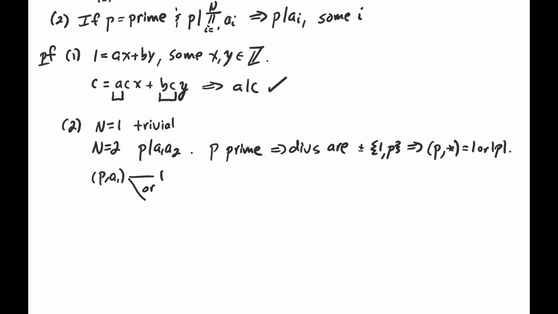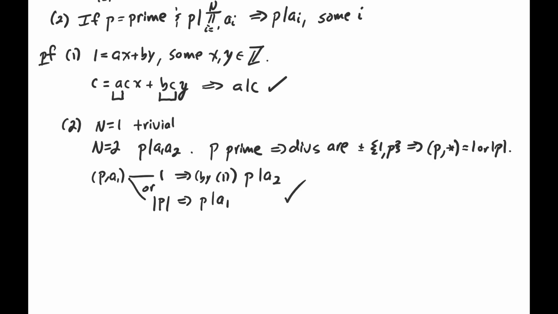Either it's 1, and then we can use part 1, so p divides A2, or it's the absolute value of p. And at the minimum, this means that p is a common divisor, so p would divide A1. And either way, we're set. Okay, that's n equals 2.